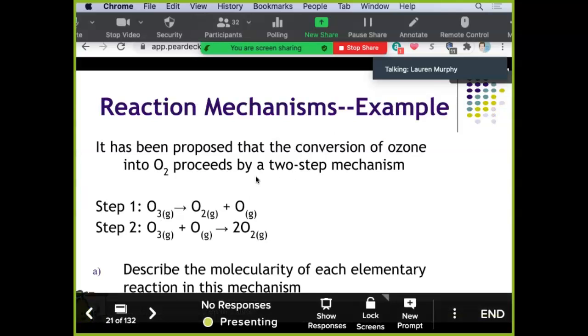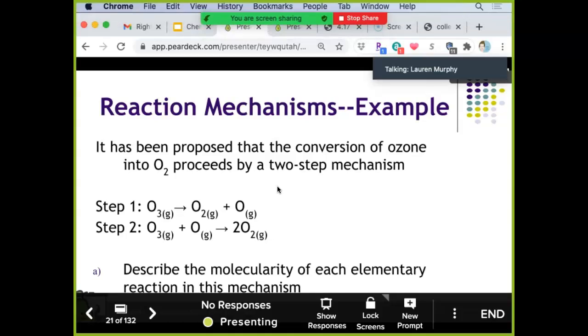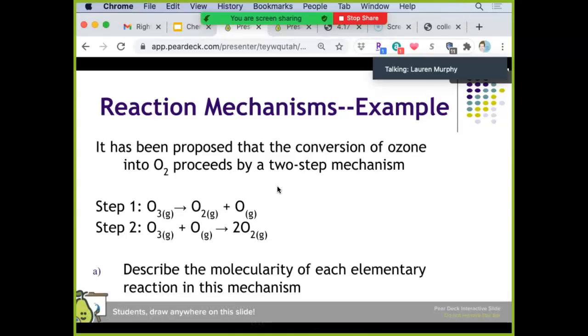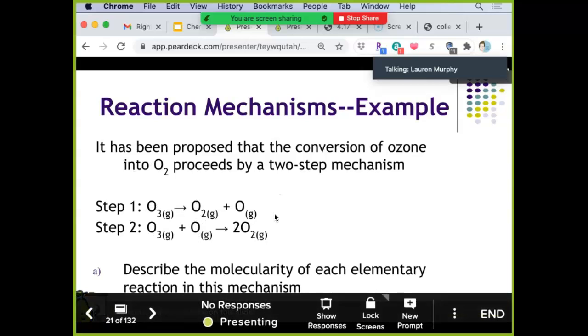So we're going to do a sample mechanism. It is proposed that ozone gets converted to oxygen in more than one step, actually 2 steps, all right? So here are the steps that they're proposing. This is a proposed mechanism, a step-by-step process. This is elementary step 1, elementary step 2.